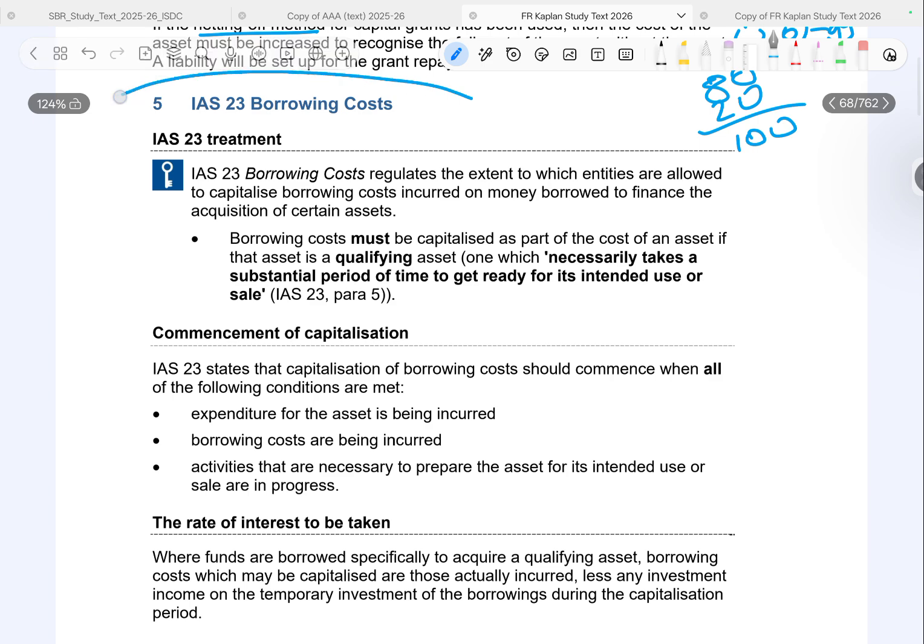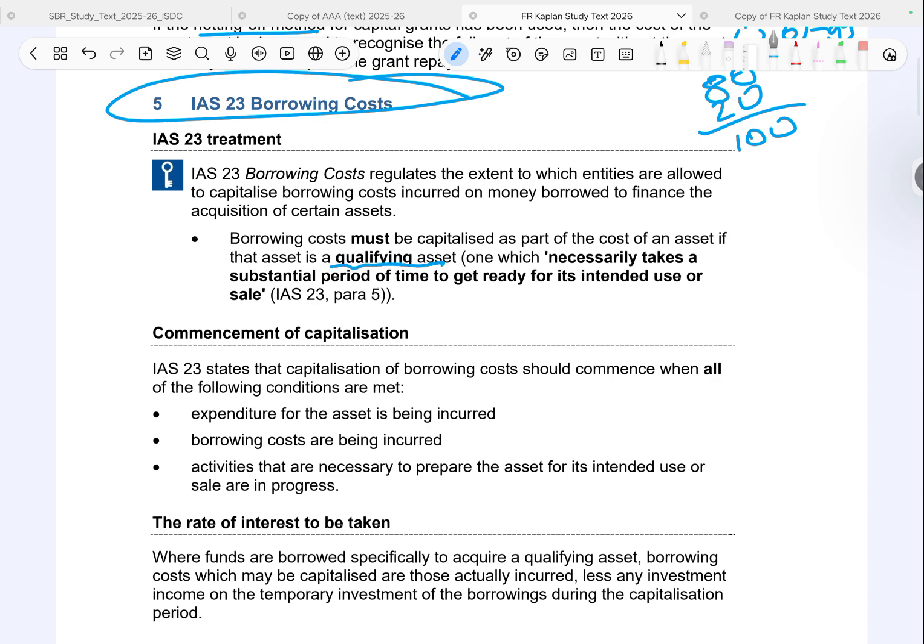Now, let's move on to the next section, which is IAS 23 borrowing cost. This is a very simple section. So, according to IAS 23, borrowing costs regulate the extent to which entities are allowed to capitalize borrowing costs incurred on money borrowed to finance the acquisition of certain assets. Borrowing cost must be capitalized as part of the cost of an asset if that asset is a qualifying asset.